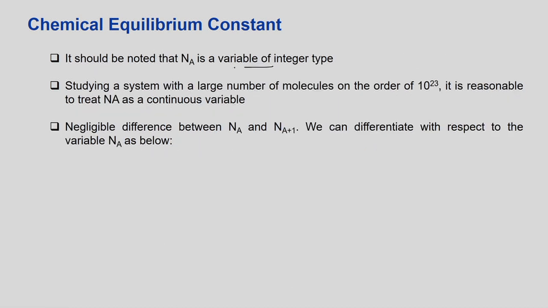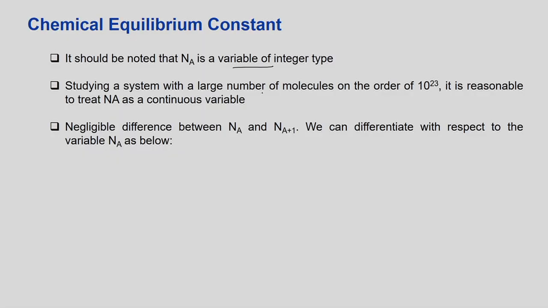So NA here is a variable of integer type. So issue is, now what we want to do, we want A is minus KT ln Q. So it means we have to maximize ln Q so as to minimize A. Only issue is, you can do a derivative of both the sides. But here we are dealing with number of molecules, which is not continuous, it's a discrete value. But in this case, studying a system with a large number of molecules of the order of 10 to the 23, it is reasonable to treat NA as a continuous variable, because the number of molecules is so large that this NA can be used as a continuous variable. Negligible difference between NA or NA plus 1. So we can differentiate with respect to variable NA, the expression 2 which we obtained in the previous slide.